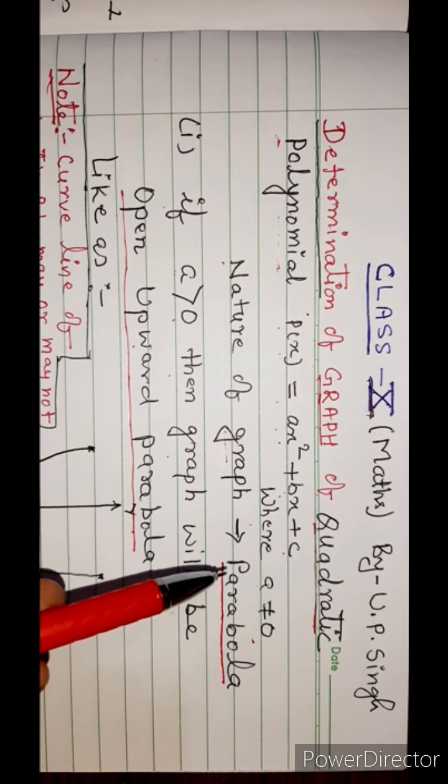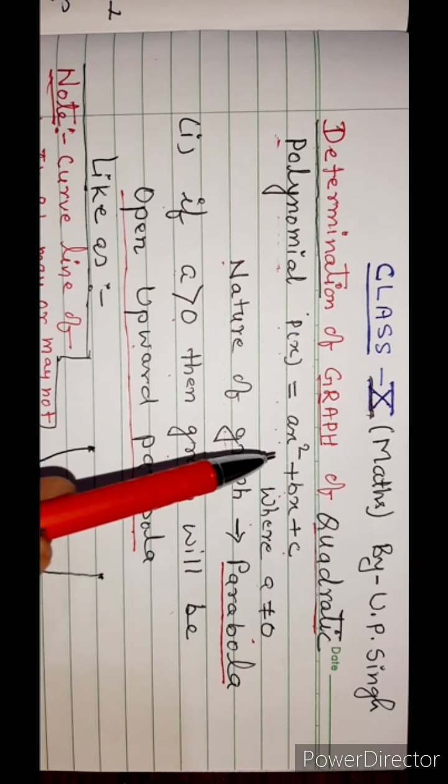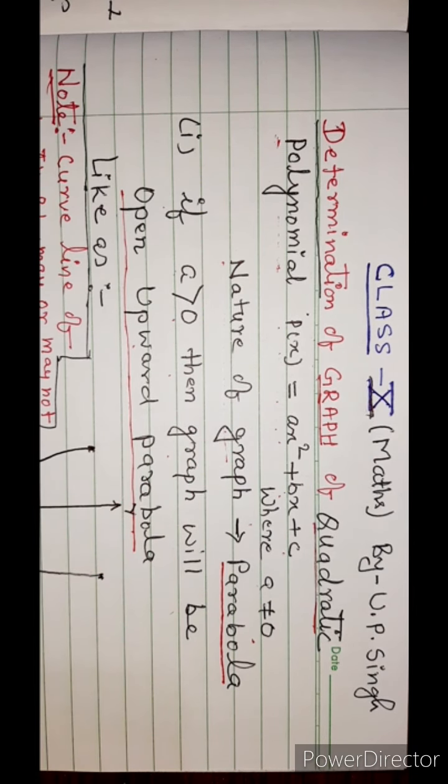You all already know what the general form of a quadratic polynomial is. So this is the general form of a quadratic polynomial. Here, students, the nature of the graph of a quadratic polynomial will be a parabola. Understood?